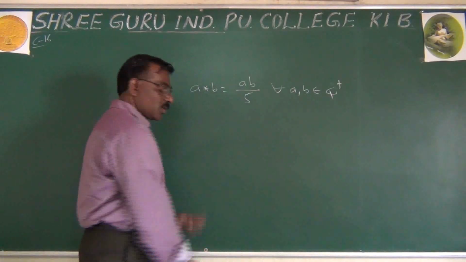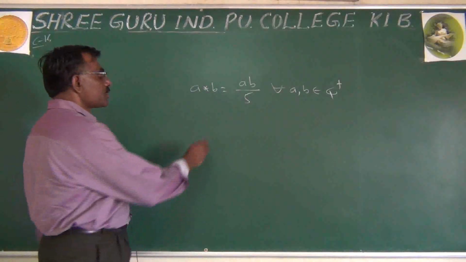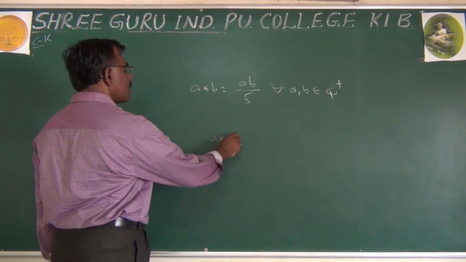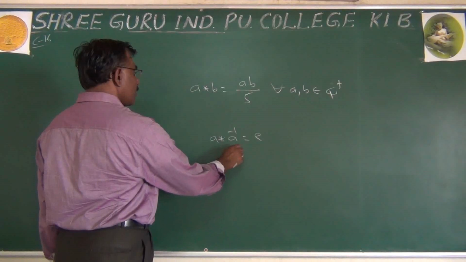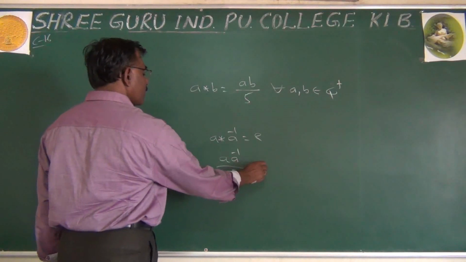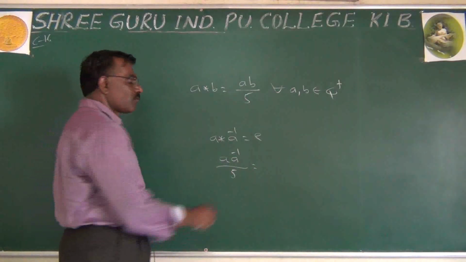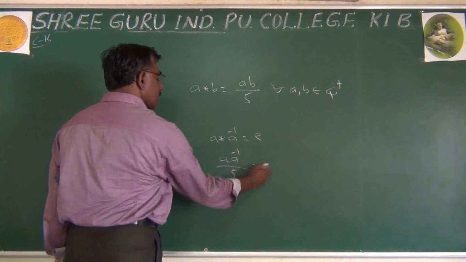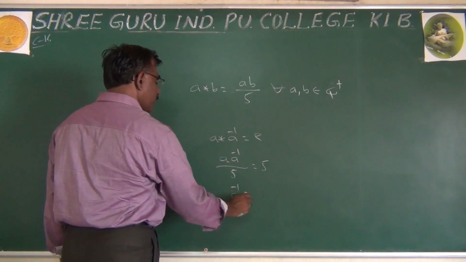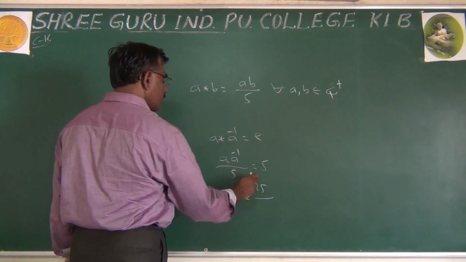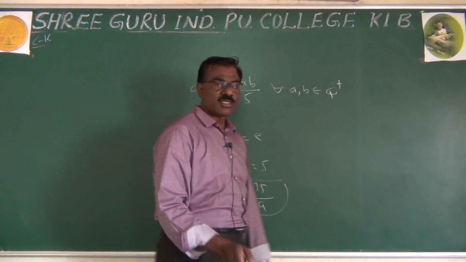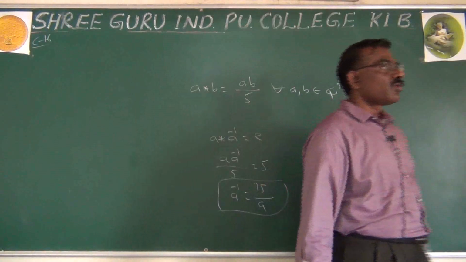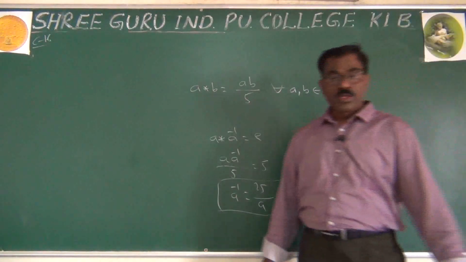Given this problem, inverse is also satisfied. A star A inverse equals E. A into A inverse by 5 equals, what is the identity element? 5. So what is the inverse? 25 by 5, 25 by 3. So this is the inverse: A inverse is equal to 25 by A.